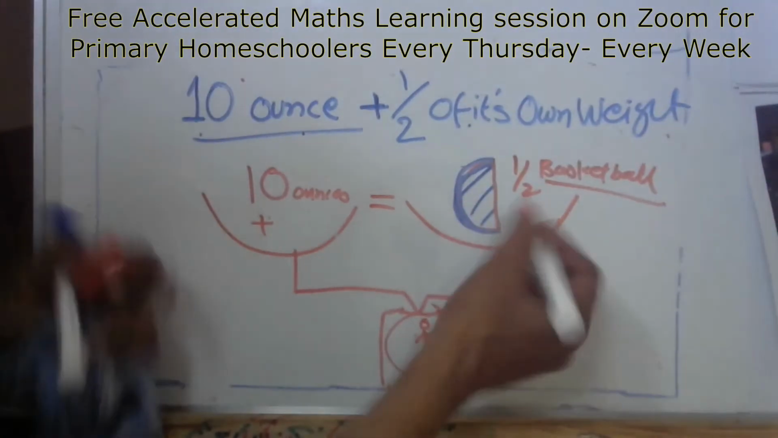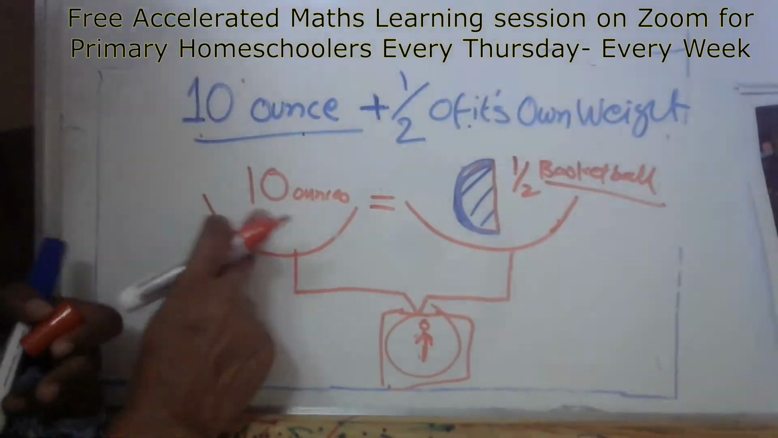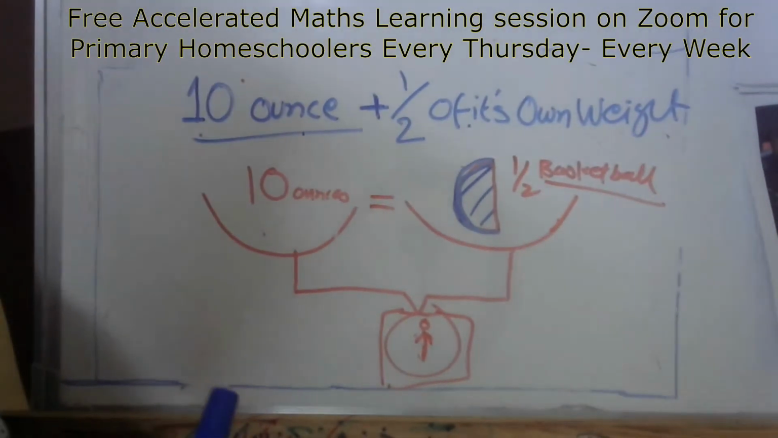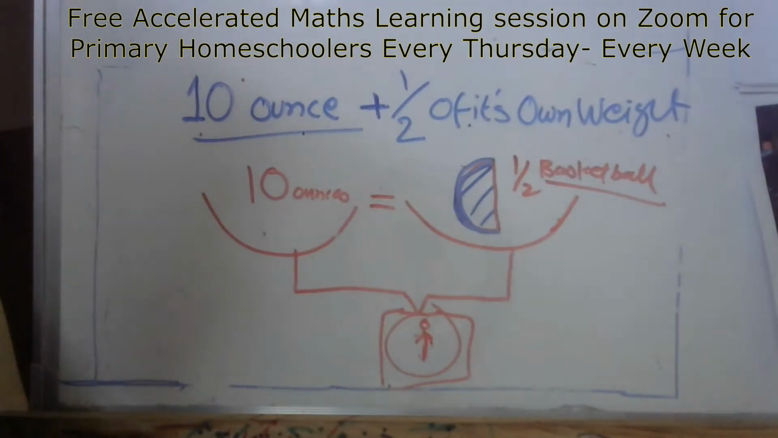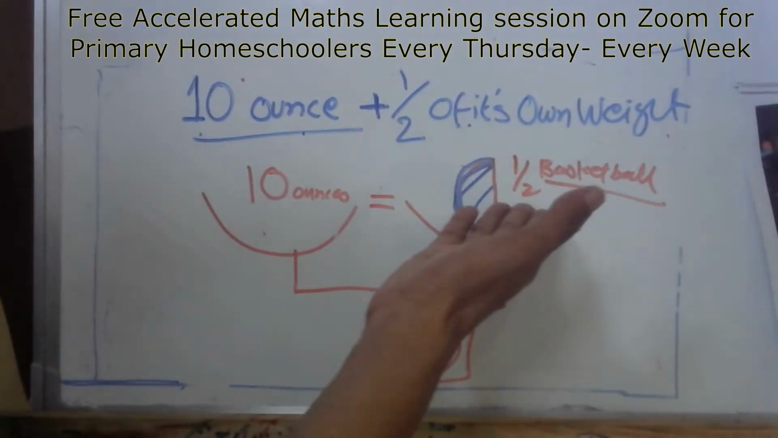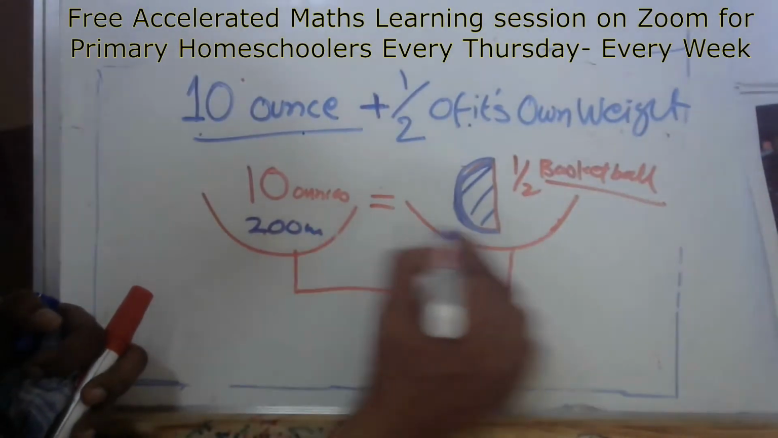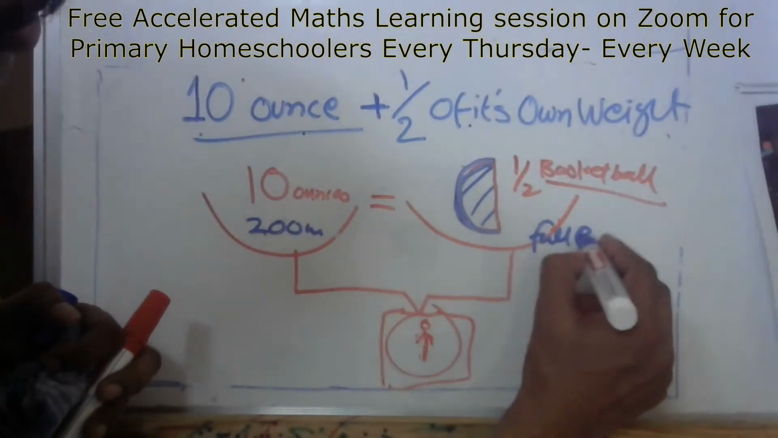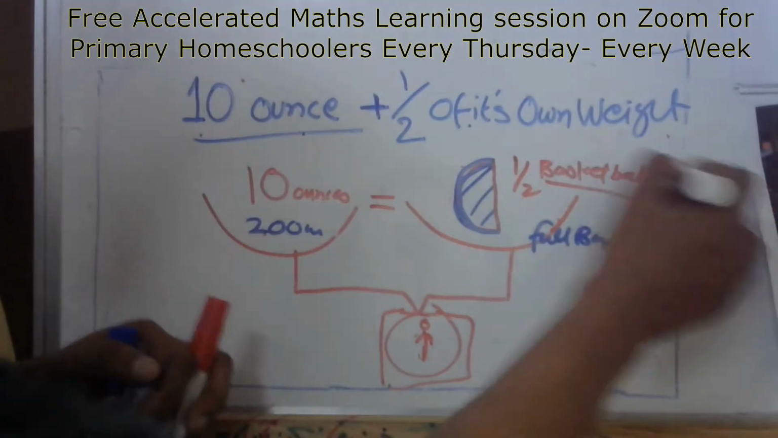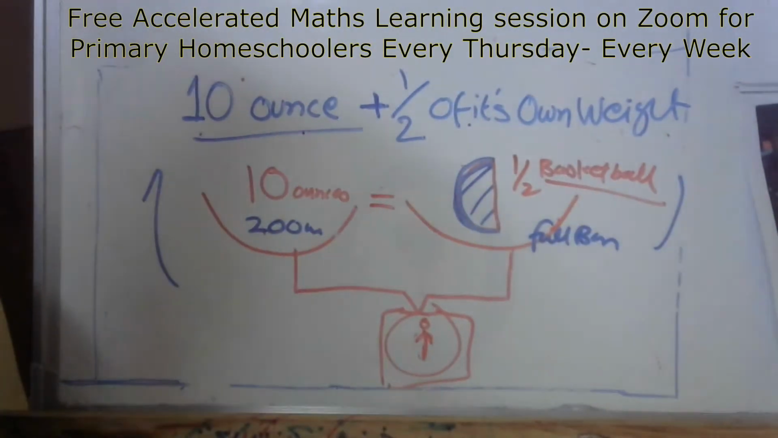Now you see, very simple, half basketball is equal to 10 ounces. The question revealed the answer to you and presented it to you on a plate. The answer is in front of you. 10 ounces is half basketball. Now you can easily say, when 10 ounces is half basketball, 20 ounces is full basketball. Simple. Double it here, double here. 20 ounces is full basketball.